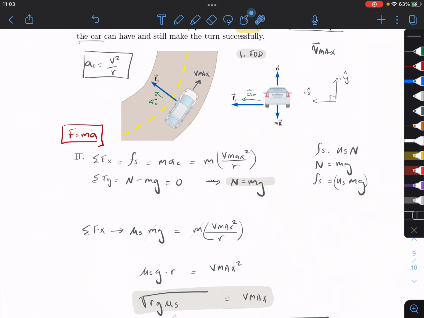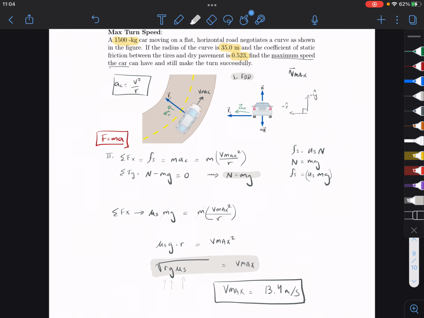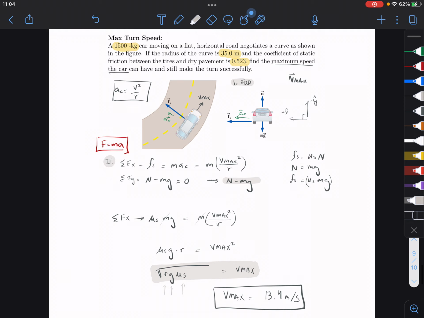I know that things tend to be a little bit confusing because the direction of centripetal acceleration really throws people off, especially when it aligns in the same direction as your friction. Take my word for it that this is the correct way to do it. I'm sorry that it tends to be a little bit intuitively weird, but hopefully this problem makes a little bit more sense to you.